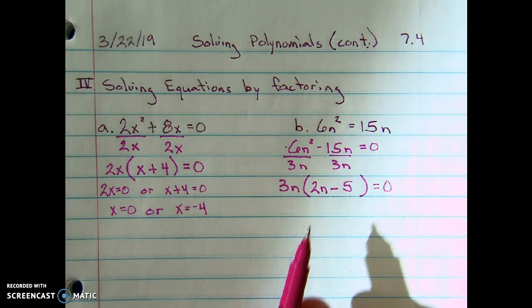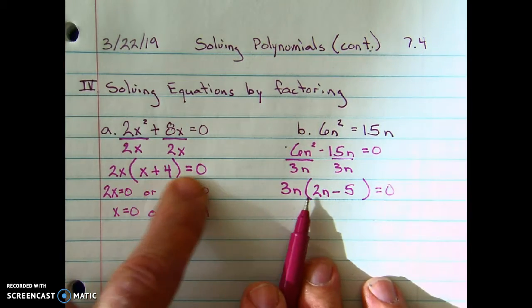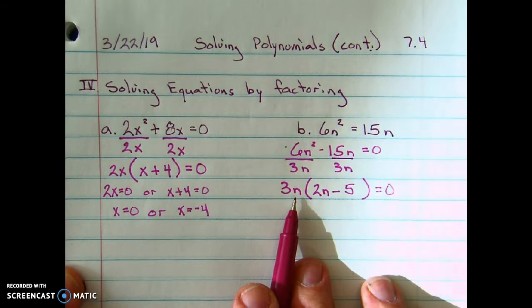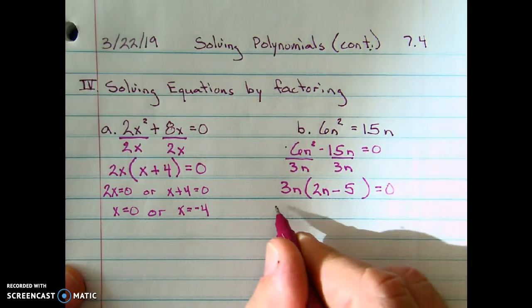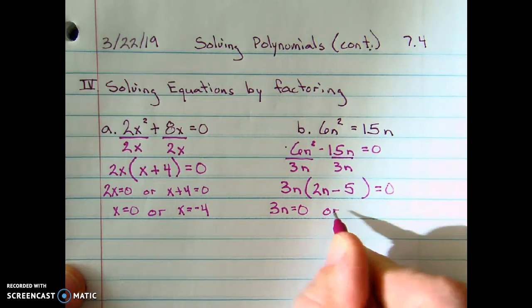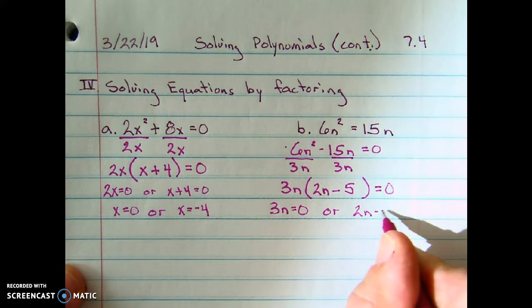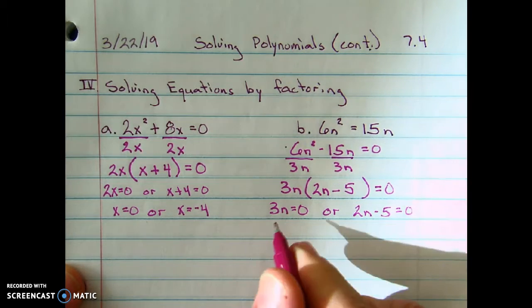Okay, so I'm going to go a little bit lower on the paper than the other one because I'm kind of right at this spot right here. So I need now to say that I'm going to use the zero product property. One of these two terms has got to be 0. So it's either 3n that's equal to 0 or it's 2n minus 5 that's equal to 0. And I have to solve each of those.